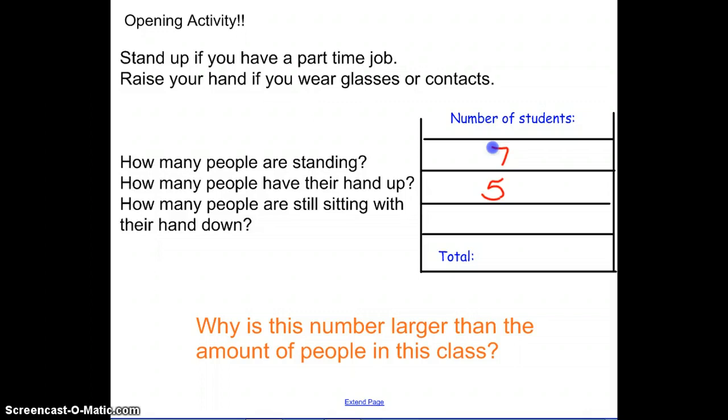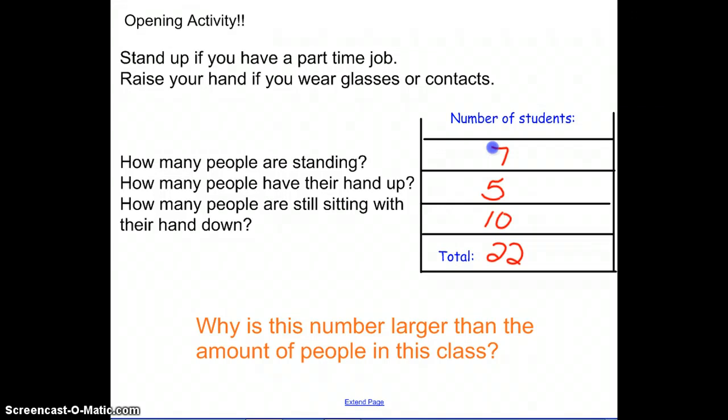And then how many of you have neither glasses or contacts and don't have a job? So that means you're still going to be sitting with your hand down. So maybe there are 10 of you that are still sitting with your hand down. Now if we look at this total, we've got 22 total.